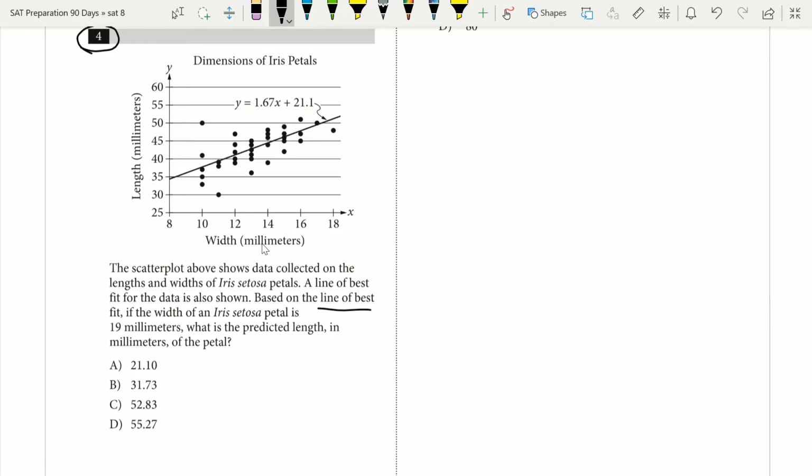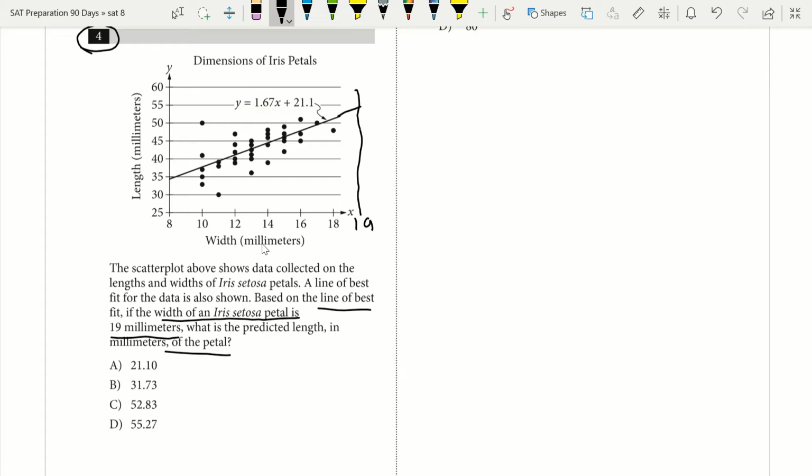Based on the line of best fit, if the width of an iris setosa petal is 19 millimeters, what is the predicted length in millimeters of the petal? Well, we see that 19 isn't on our width axis here. So we could estimate right around where 19 would be, right? And we draw a line up. Then we could connect that to our line of best fit and try to take a good guess.